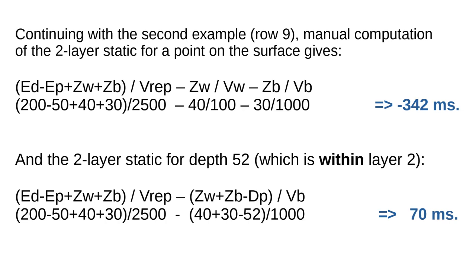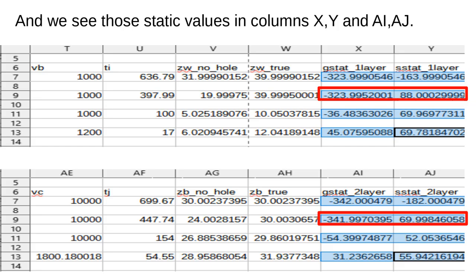Continuing with the second example, row 9, manual computation of the two layer static for a point on the surface gives that, and the two layer static for depth 52, which is within layer 2, gives that answer. And we see those static values in columns XY and AI, AJ.